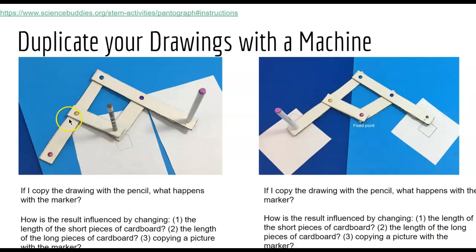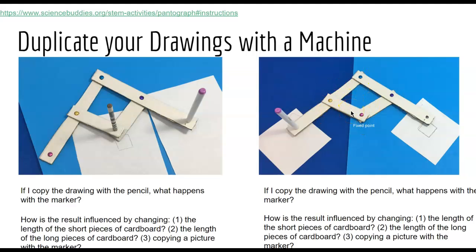What if I change the length of the long arms? What if I change the length of the short arms? Is there a magic between the size and where these are located for each one of these? And what if I had a picture over here and copied it? What would happen here with the pencil? The same questions can be asked when I change my fixed point as well.